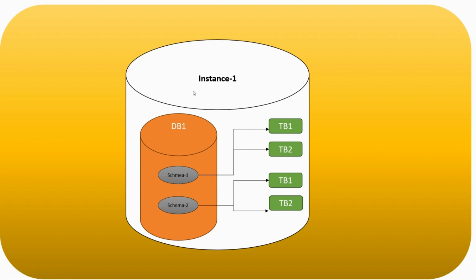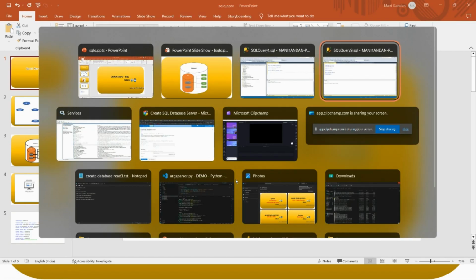I hope everyone is clear, right? So this is the hierarchy. First is the instance, second is the database. Under the database we have a schema. Under the schema we have a table. This is the hierarchy. Now let's jump back to here.